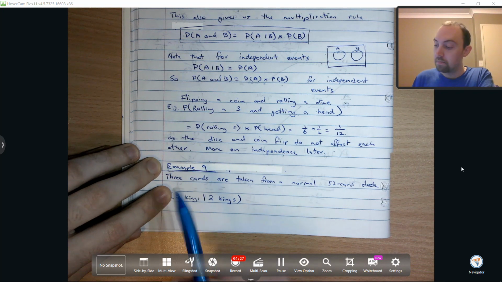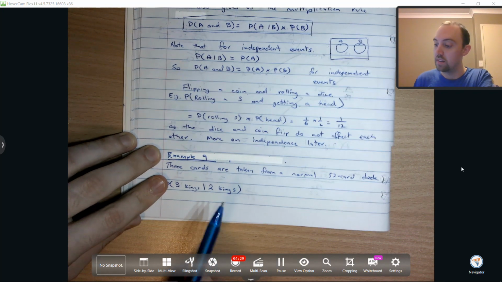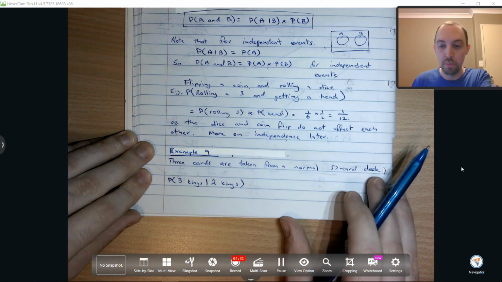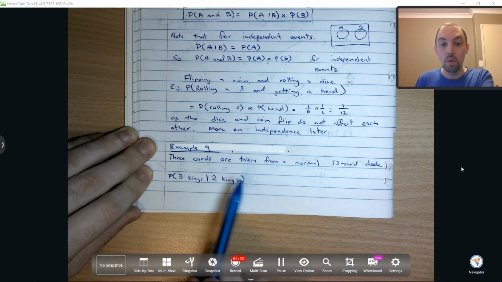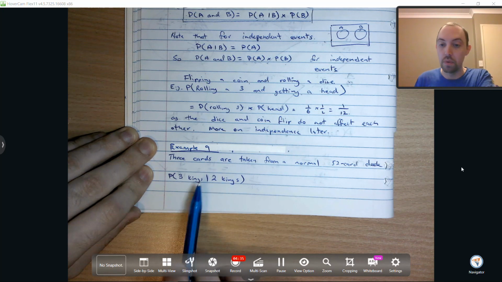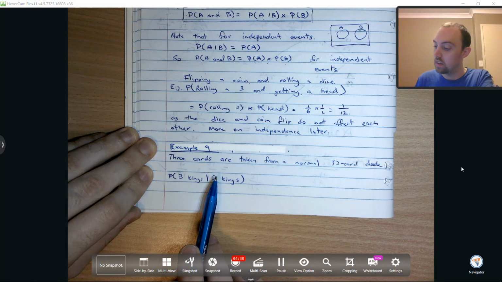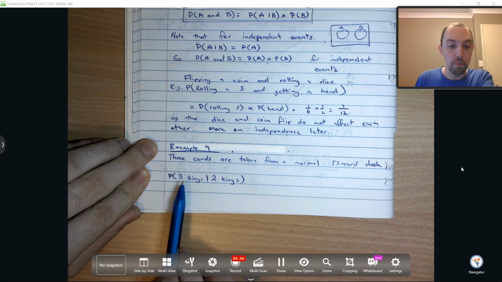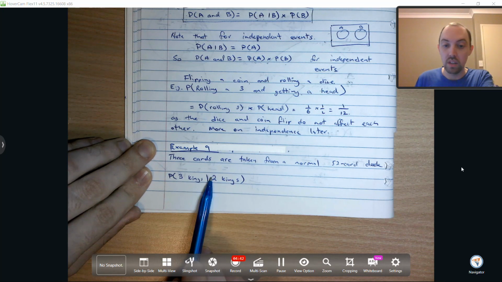So we're going to come back to independence next time. Let's talk more about this conditional probability stuff. We've got 3 cards are taken from a normal 52 card deck. What is the probability of 3 kings given 2 kings?